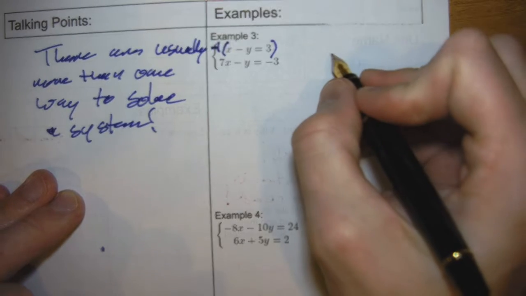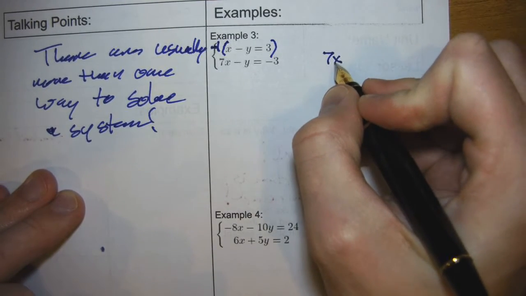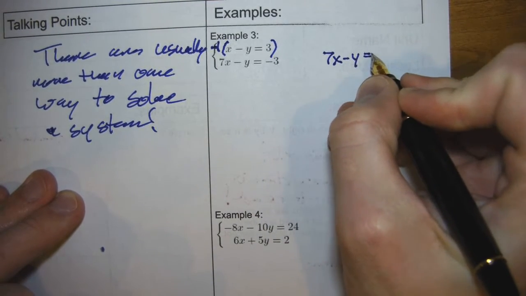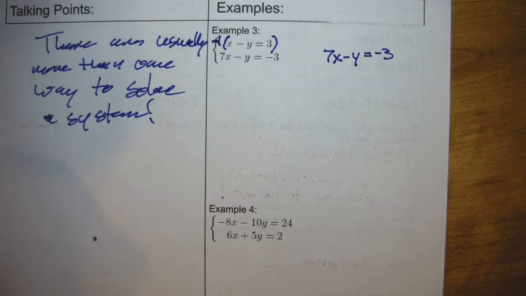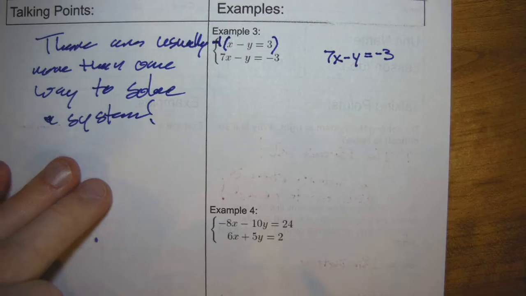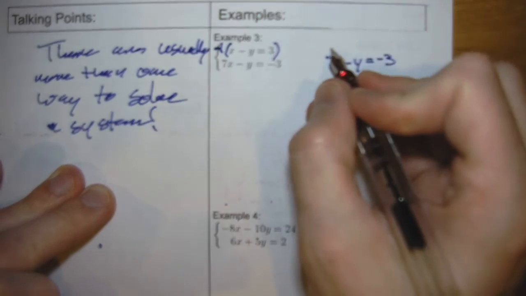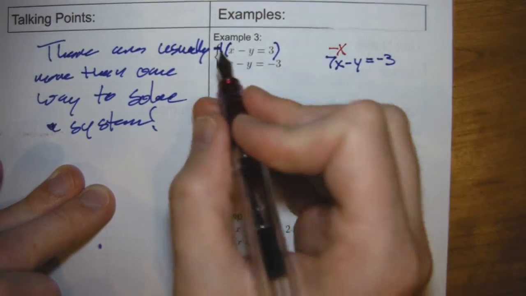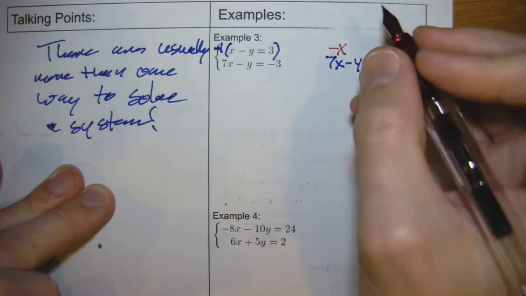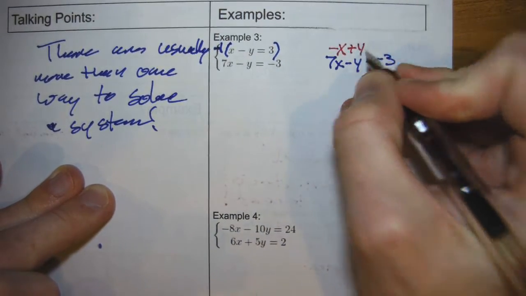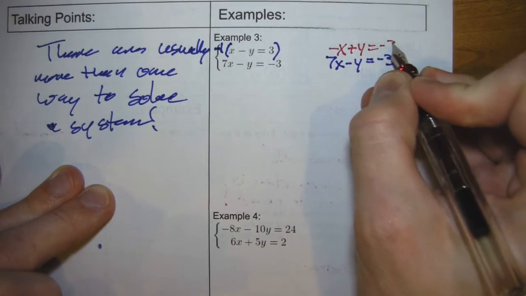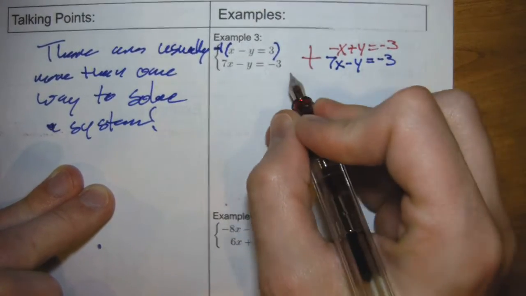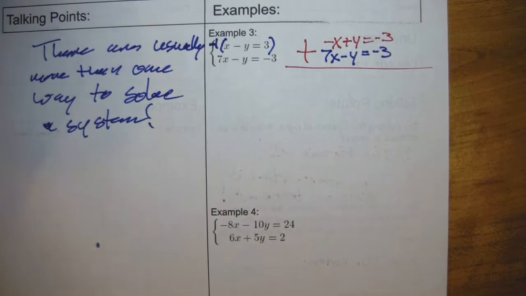So the bottom equation doesn't change. So this 7x subtract y equals -3. That doesn't change. I'm just going to hold on to it. This other equation, however, is going to be altered slightly. -1 times x is a -x. -1 times a -1y is a +1y. And then -1 times 3 is a -3. And again, all we got to do is add them up and see what happens.